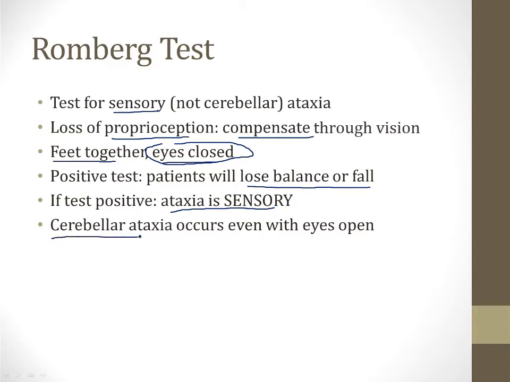Patients who have a cerebellar lesion and have cerebellar ataxia will have ataxia that occurs even when the eyes are open. In other words, adding sensory information from vision is not enough to compensate for the ataxia from a cerebellar lesion. It can only compensate if you have a sensory ataxia due to loss of proprioceptive information in the spinal cord.